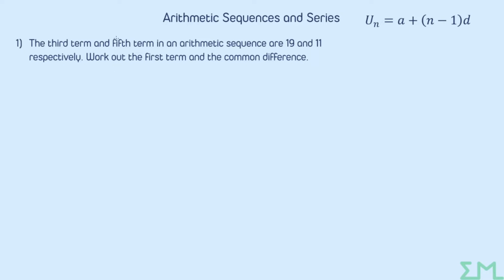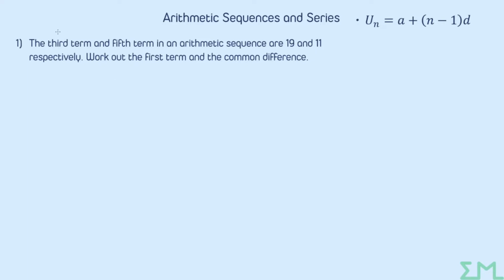Now, if you are very confident with arithmetic sequences, you can probably look at this and say, well, there's 2 lots of the common difference between the third and the fifth, work out the difference between 19 and 11 and work from there. But in the scenario where maybe the numbers aren't so nice or they're algebra, then I strongly recommend that we use our nth term formula to write down some equations, and then we can see what we can do with them.